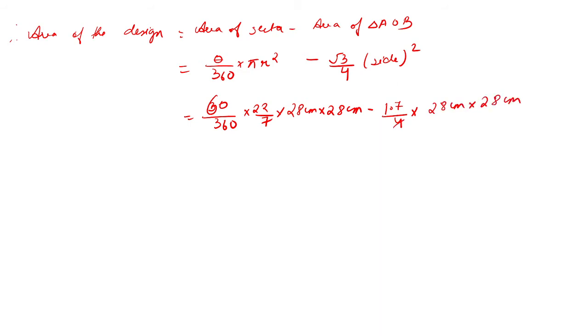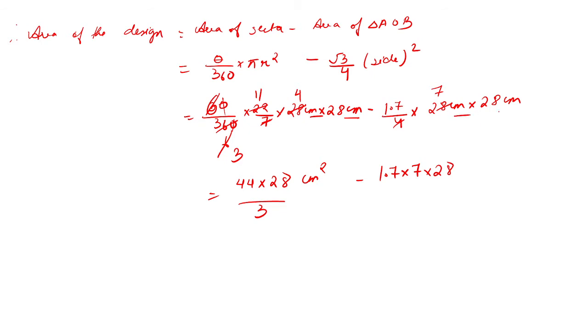So 4 into 7 is 28, 7 into 4 is 28. Cancel 0, 0. 6 into 6 is 36. 2 into 3 is 6, and 2 into 11 is this. So you'll have 44 into 28 centimeter square by 3, minus 1.7 into 7 into 28 centimeter square. So I'll write it as centimeter square. Clear? So you can start doing the calculation here.